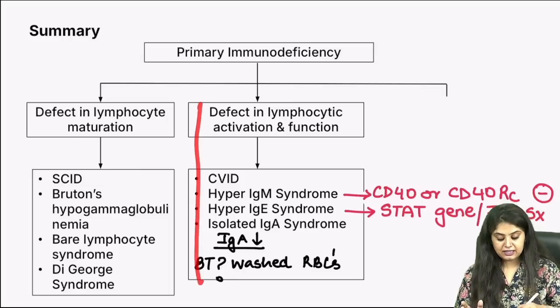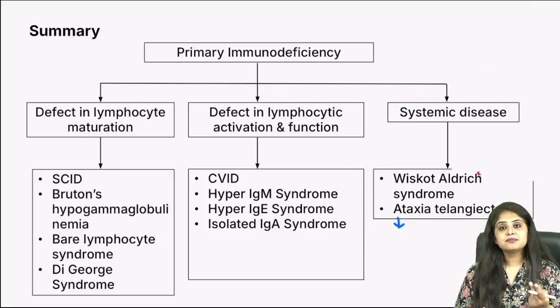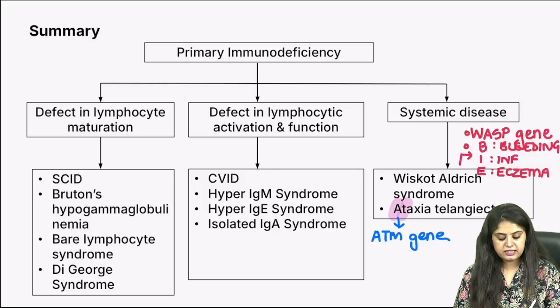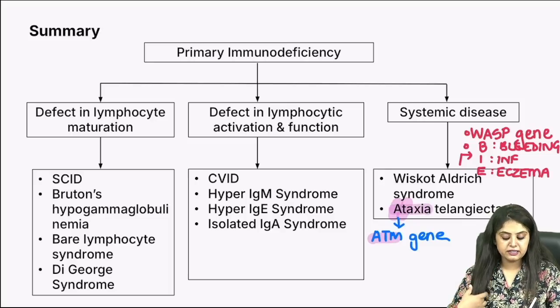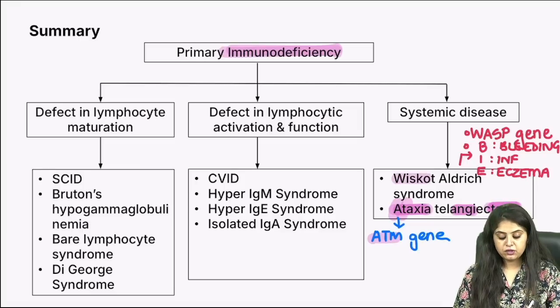So you are done with the activation defects also, which leaves you last with the systemic diseases: Wiskott-Aldrich syndrome and ataxia telangiectasia. There is ataxia telangiectasia, of course, the ATM gene is the defect, and the name tells you that the patient will be having ataxia, and the patient will be having telangiectasia. Ectasia means dilation, angio means blood vessel, so dilation of the blood vessel along with ataxia, and there's of course an immunodeficiency. Now moving on to Wiskott-Aldrich syndrome.